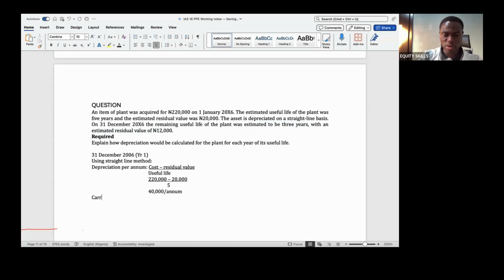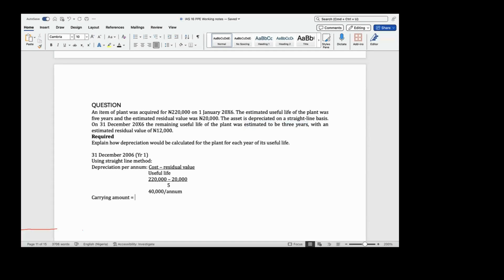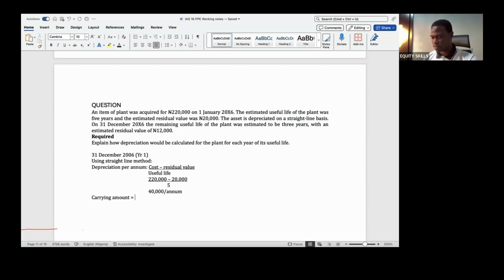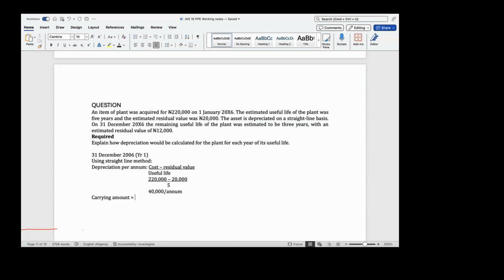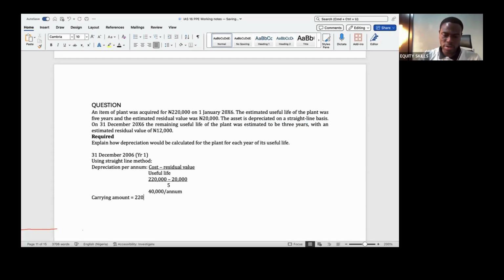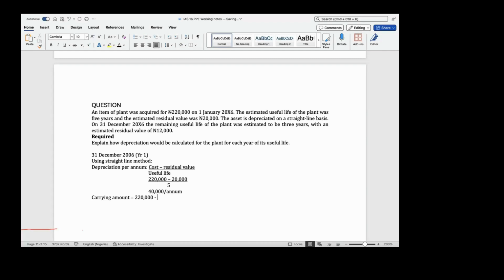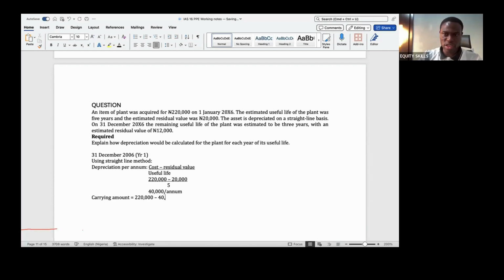First, at the end of year one, I need to know my carrying amount. What will my carrying amount be? 220 minus 40, which is 180,000. Yes, that's correct.